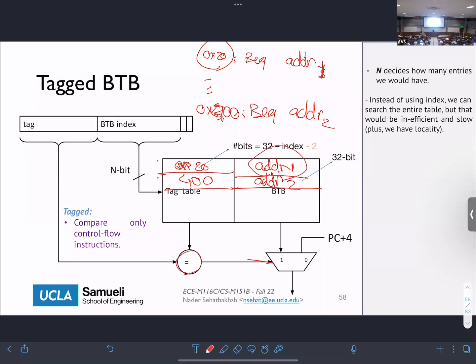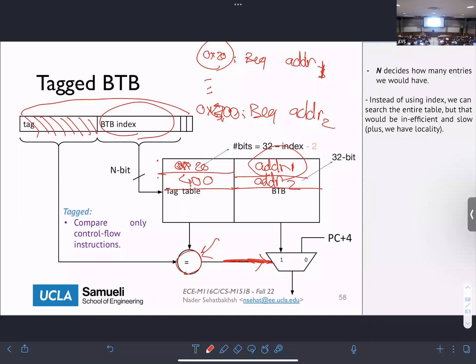So remember that mux that we talked about? This is actually the mux coming from comparing the tags with the address. Another trick that you're going to see is that the tag is not the entire address. The tag is only a portion of this address. This is a minor optimization, because I'm going to use these bits for indexing this BTB anyway, right?